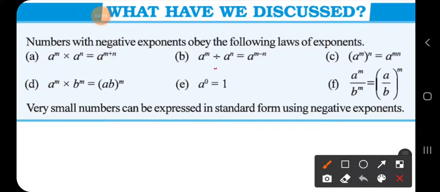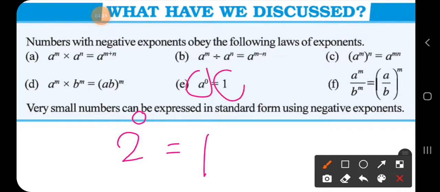Then a raised to 0. So when the power is 0 of any base, then its value will become 1. If here it's 100 and its power is 0, then 100 raised to 0 is equal to 1. If there is 2 raised to 0, it is equal to 1. So if the power is 0, then its value will become 1.